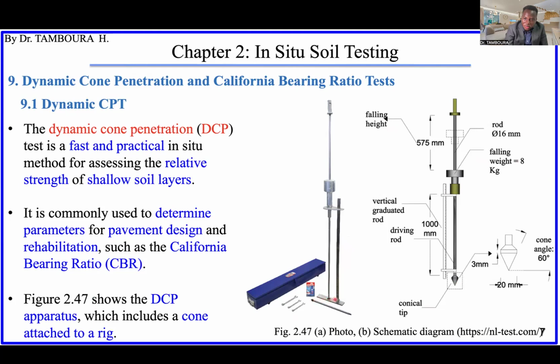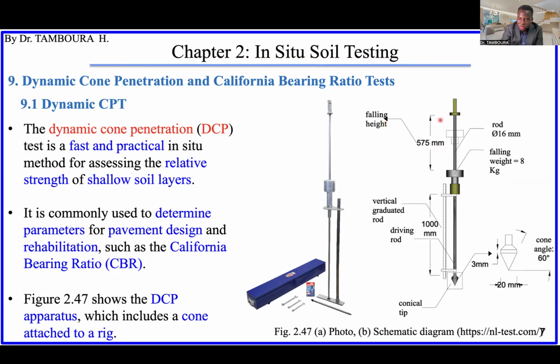Here you cannot see it very well, but it is here. The cone is here. Okay, and there is this weight, kind of a hammer, and a pulley, and that is what is driving the cone into the ground. Okay, this is this tool, which is here again. This is the vertical graduated rod. Okay, and this one is the driving rod. This one here.